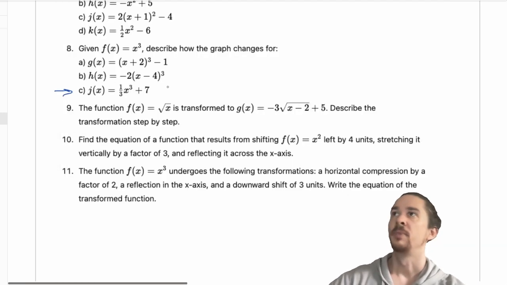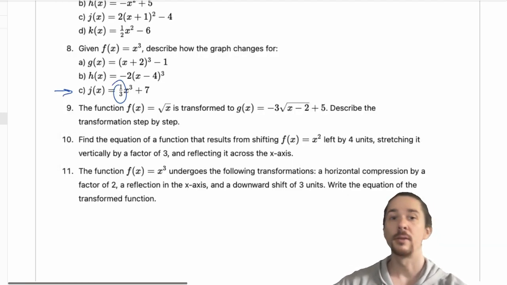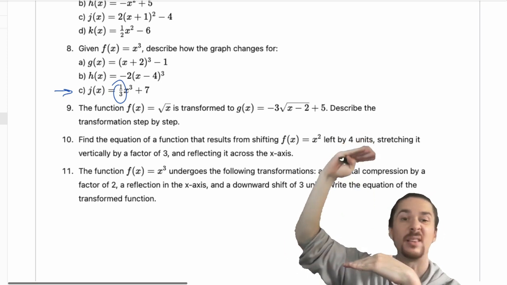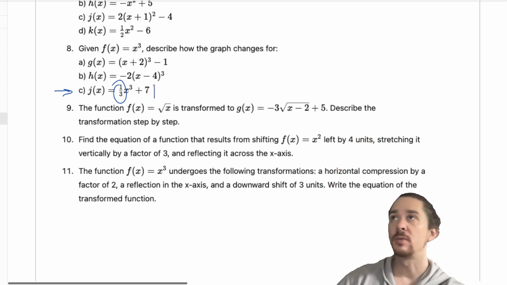Last one in question 8. In this case, we can see that we are multiplying by 1/3, which is going to squash and make less steep our cubic function. And then we're shifting it up by 7.